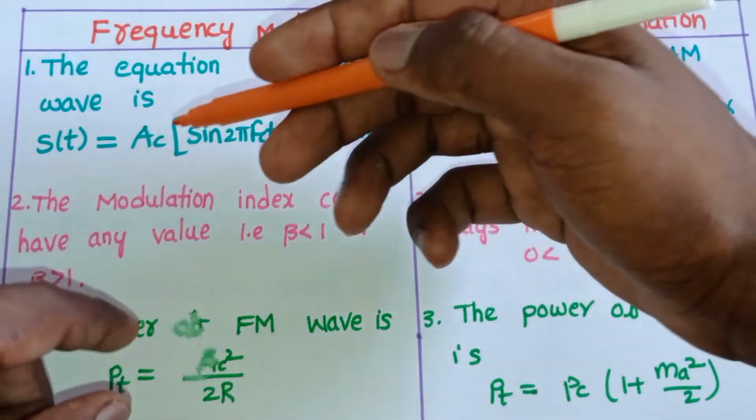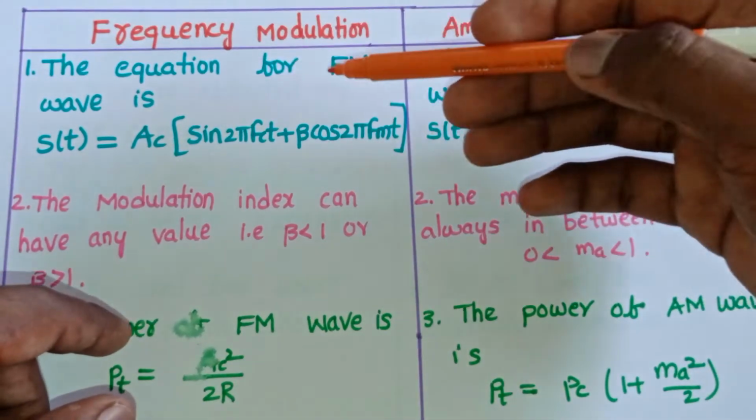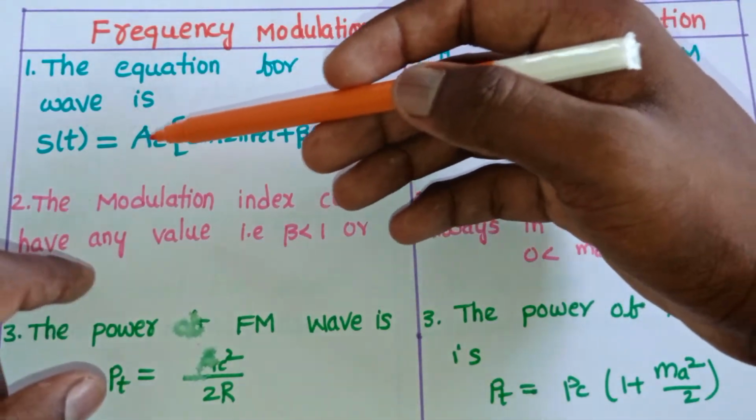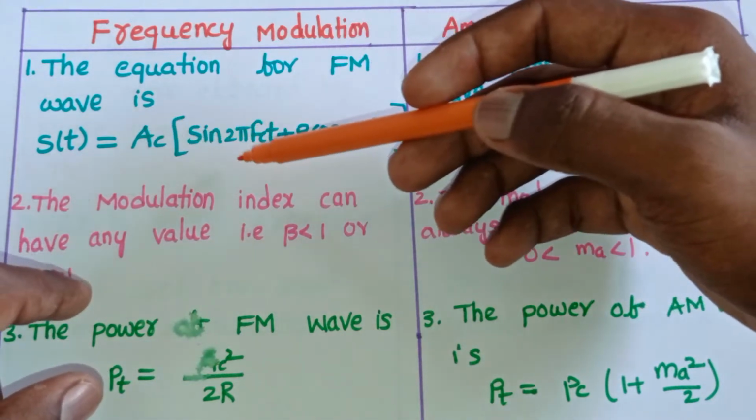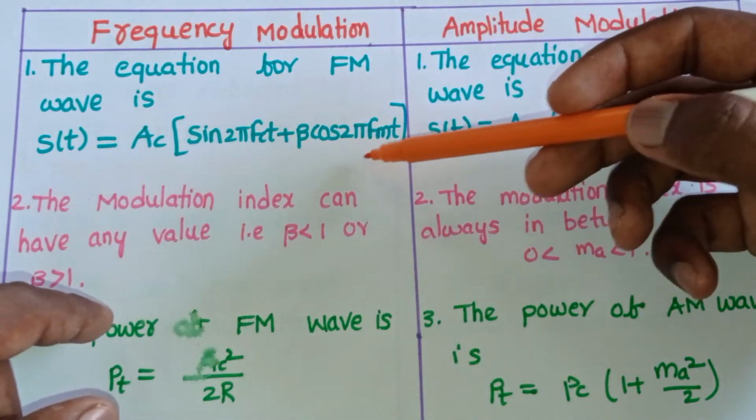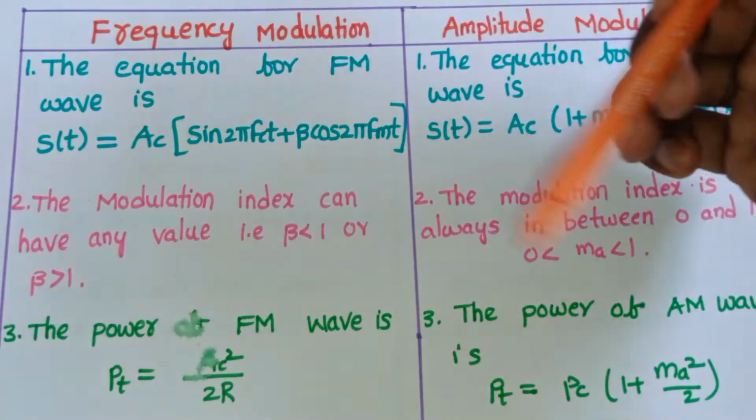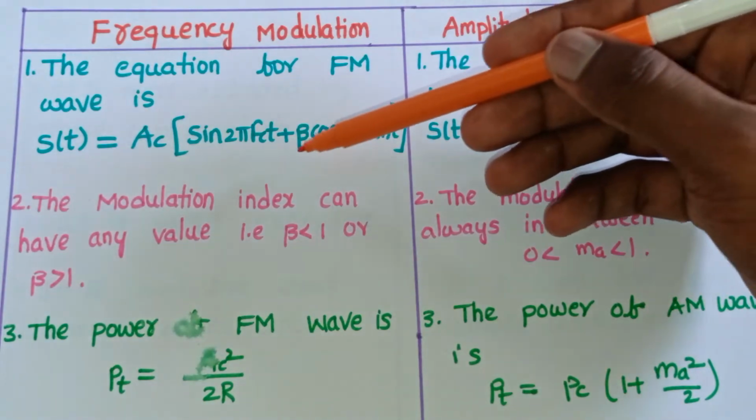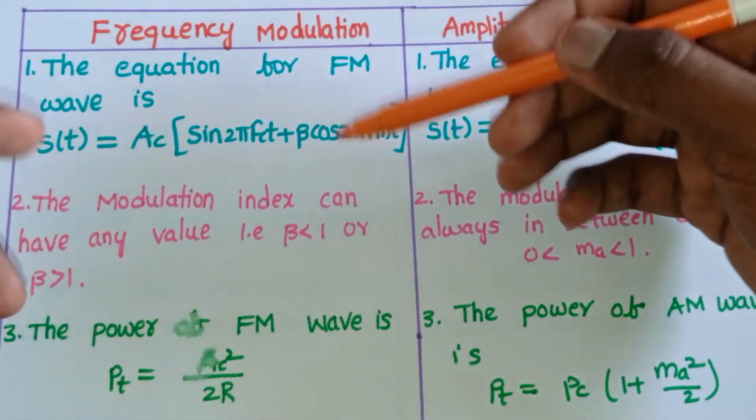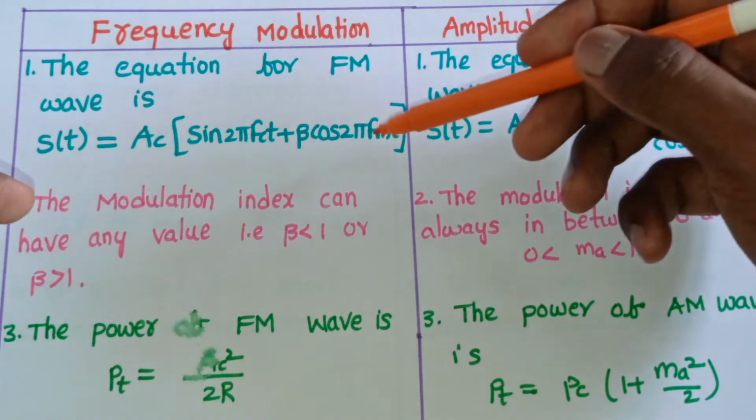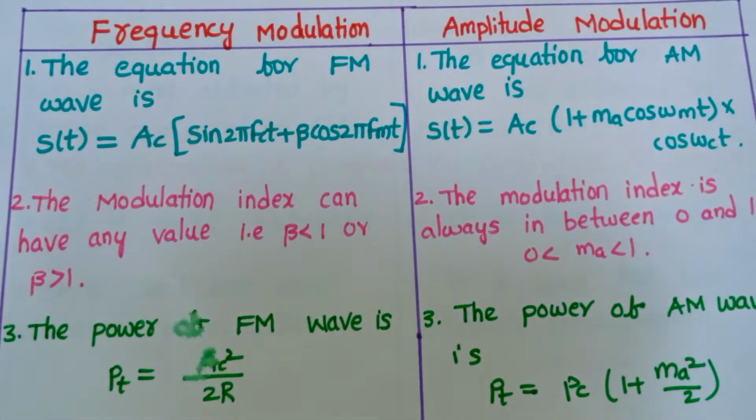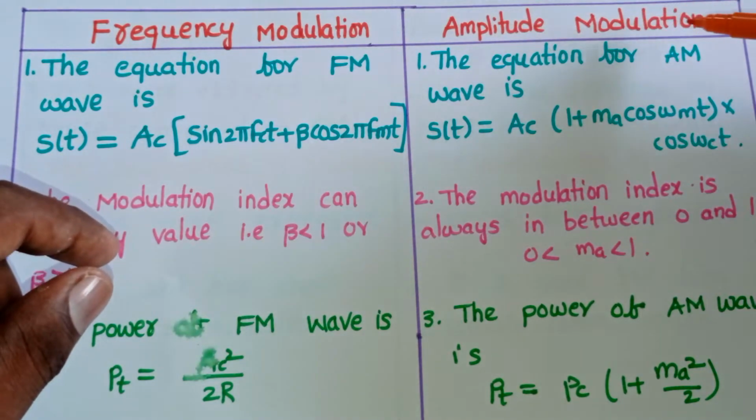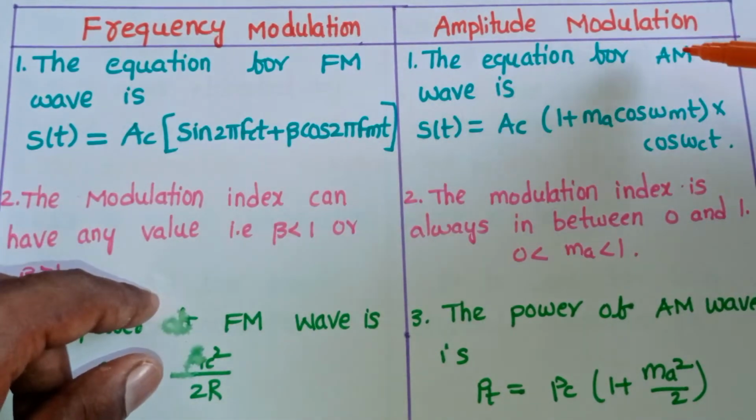First, let's see the equation for the frequency modulated wave. The mathematical equation for the frequency modulated wave is Ac sin(2π fc t + β cos 2π fm t). Here Ac is the amplitude of the carrier signal, fc is the frequency of the carrier signal, β is a very important factor, the modulation index of frequency modulation, and fm is the message signal frequency.